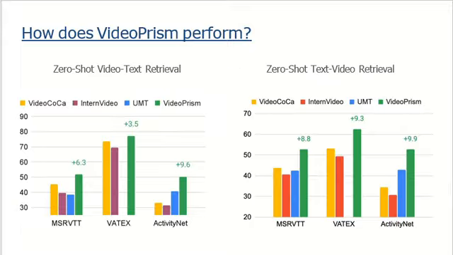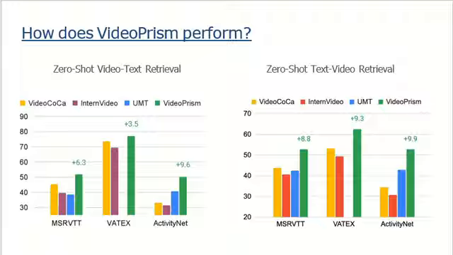So, here we enter the retrieval space. So, this is basically how well VideoPrism can link videos with natural language without any additional training. On the left, we can see the video-to-text retrieval. So on MSRVTT, we are getting a solid plus 6.3 improvement. On VATEX, the model stays strong with a plus 3.5 gain. And on ActivityNet, which is large and open domain, we see a fantastic plus 9.6 boost.